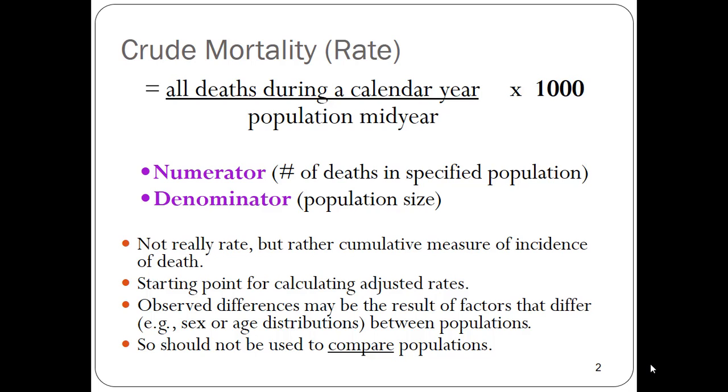Crude mortality rates are not that informative except as starting points for calculating adjusted rates. It's not really a rate, but rather a cumulative measure of incidence of death. And observed differences may be the result of factors that differ, such as sex or age distributions between populations, so it should not be used to compare populations.